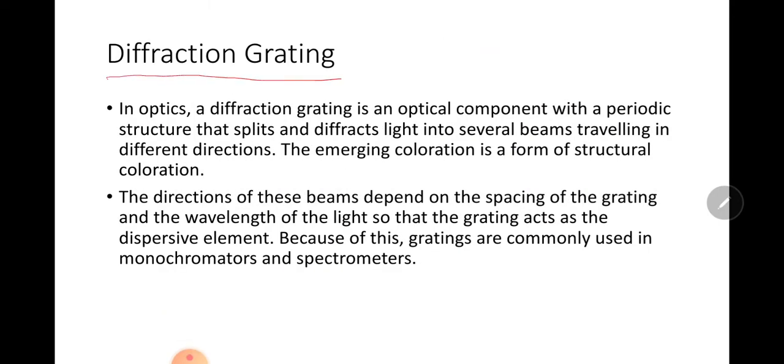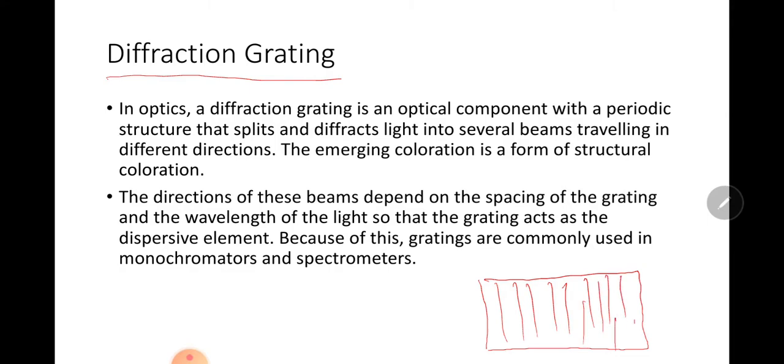Now, diffraction grating. A diffraction grating is a piece of glass on which lines are ruled with a diamond sharp edge. In optics, a diffraction grating is an optical component with a periodic structure that splits and diffracts light into several beams traveling in different directions. The emerging coloration is a form of structural coloration.